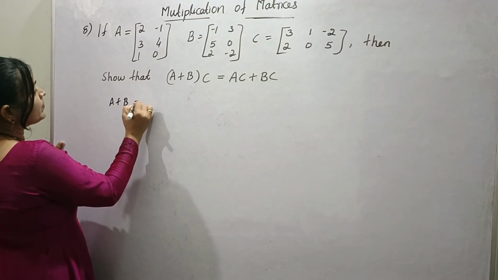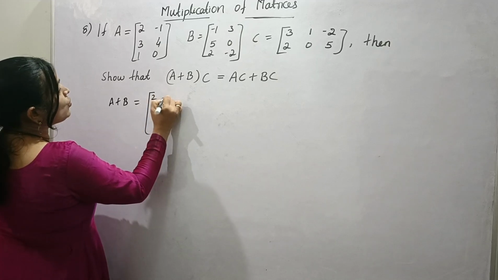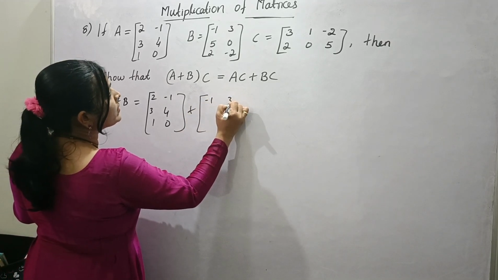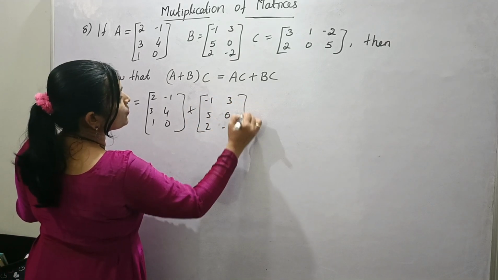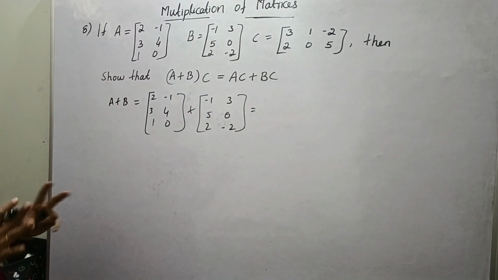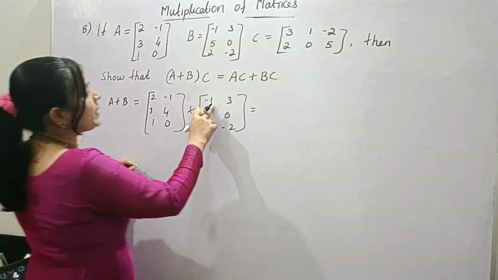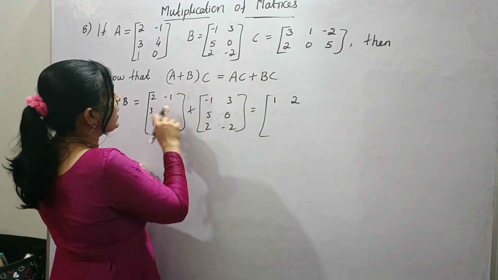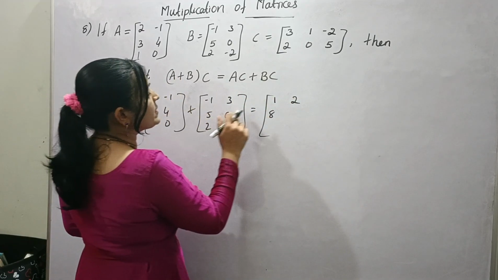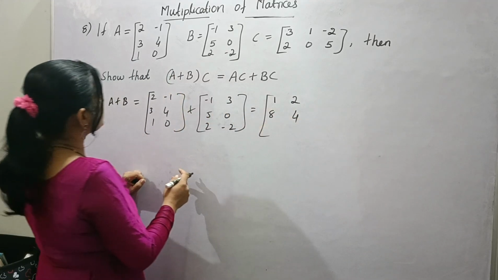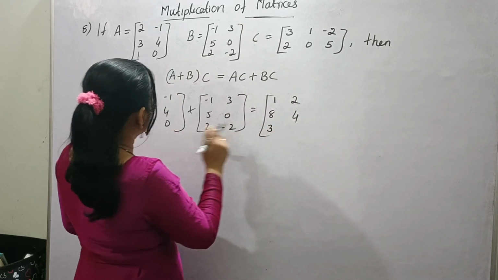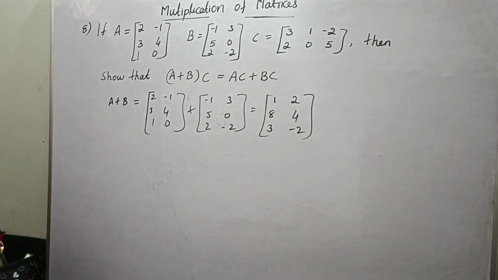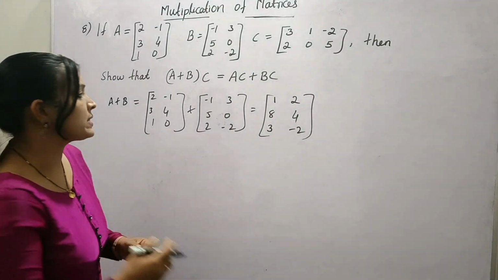A plus B, addition of these two matrices: 2 minus 1 3 4 1 0 plus minus 1 3 5 0 2 minus 2. To add two matrices, we have to add corresponding elements, that is 2 plus minus 1 is 1, minus 1 plus 3 is 2, 3 plus 5 is 8, 4 plus 0 is 4, 1 plus 2 is 3, 0 plus minus 2 is minus 2. Now we have got A plus B and next we have to find (A plus B) into C.